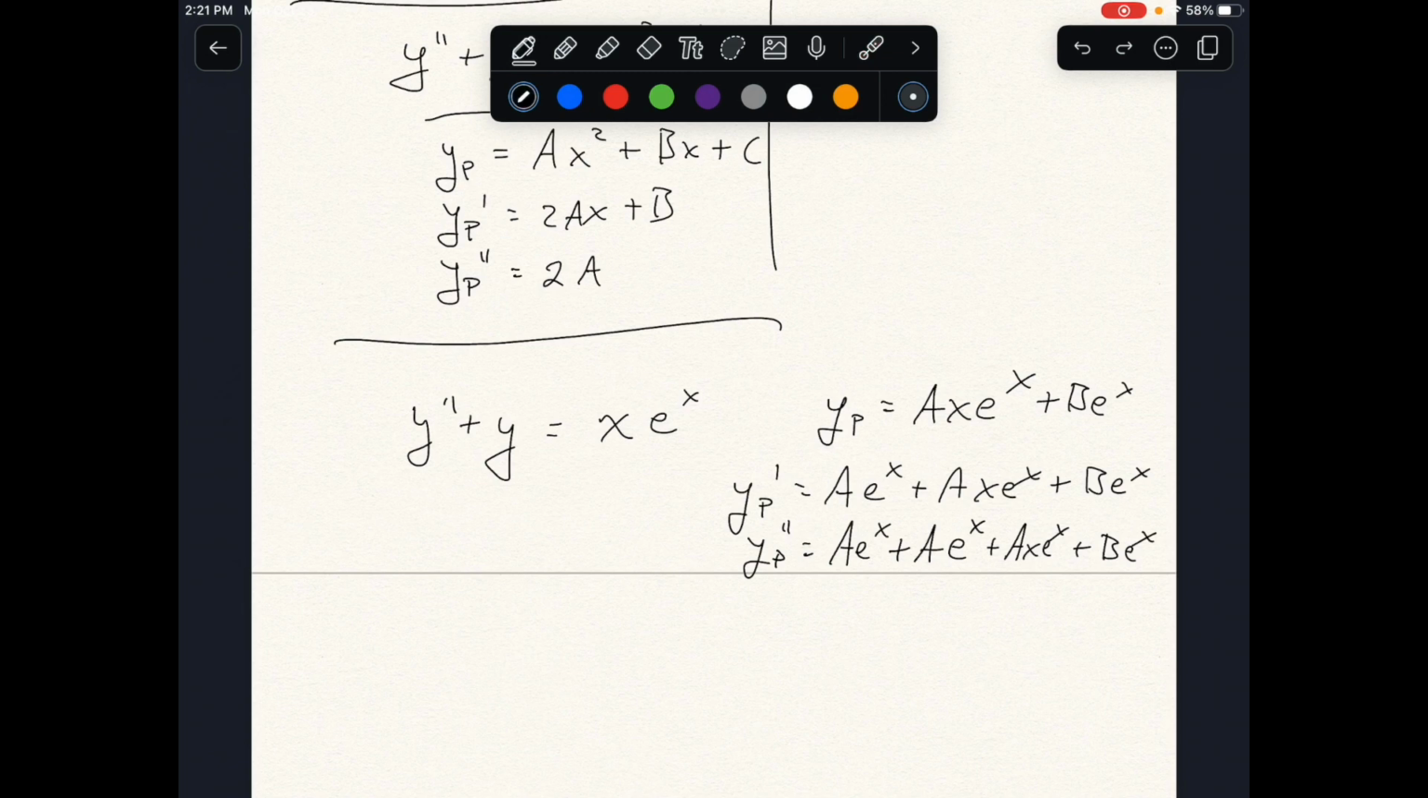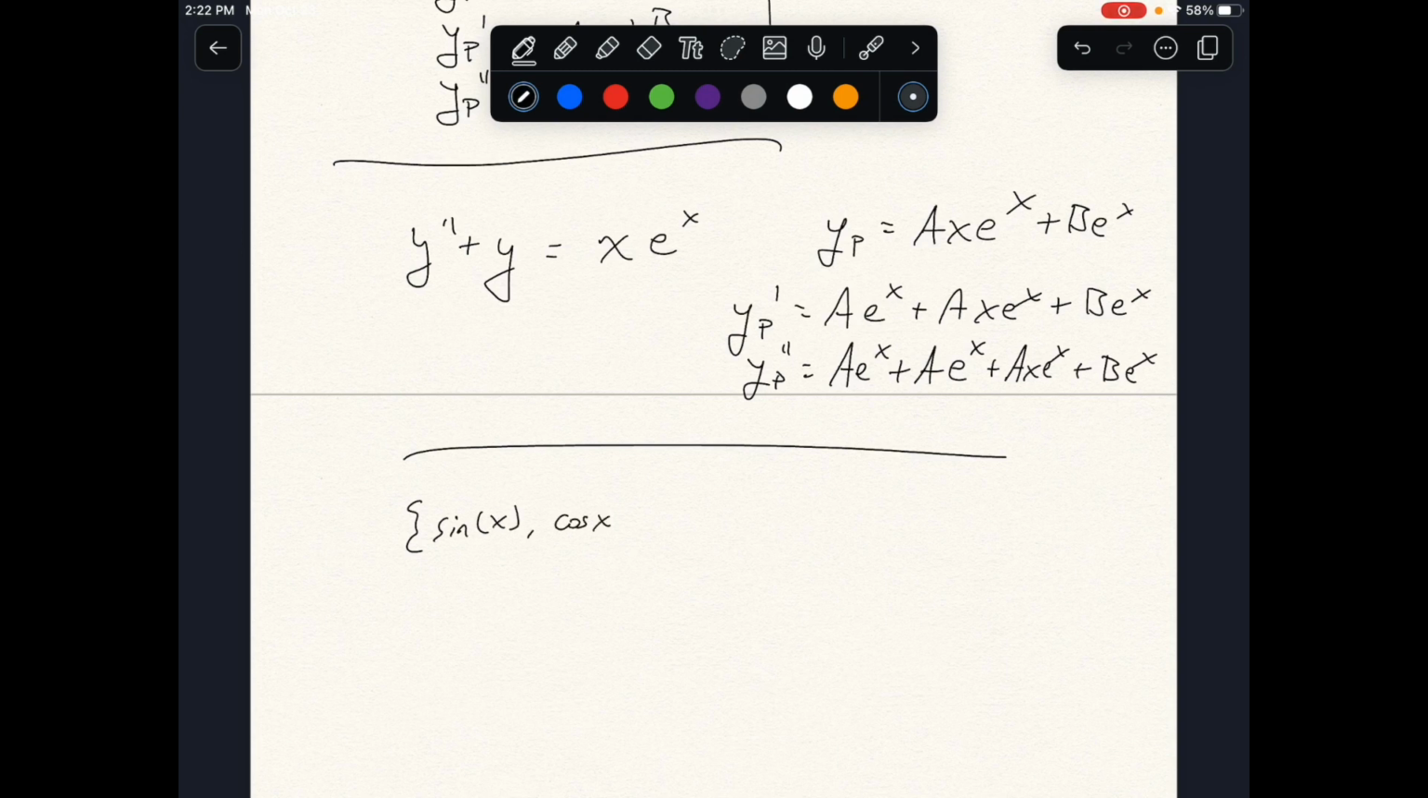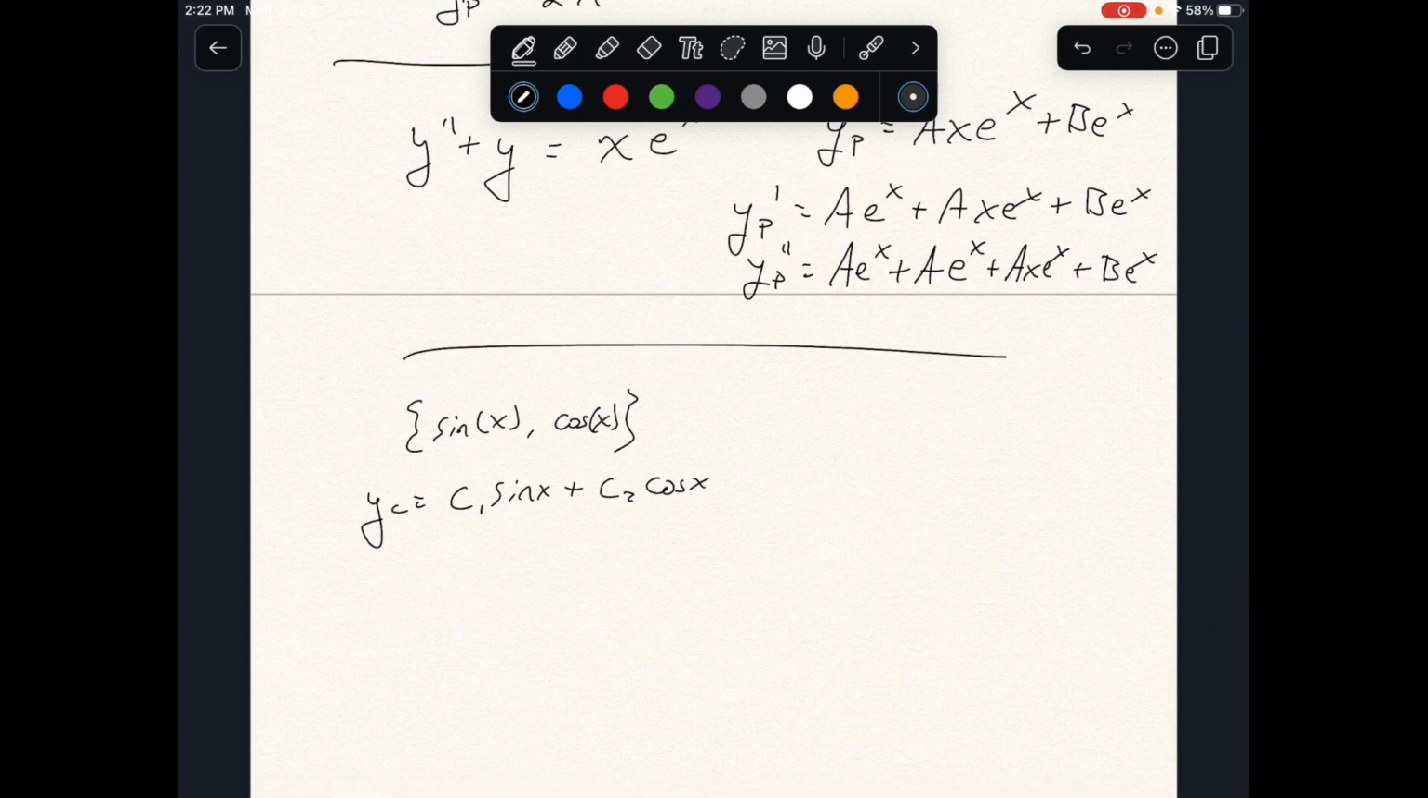And then the last thing you need to look out for is, let's say that your fundamental set is something like sine of x, cosine x. Let's say that that's your fundamental set for your complementary solution. So your complementary solution might be c1 sine of x plus c2 cosine of x. And then let's say that you have y double prime plus y equals sine of x on the right-hand side. So you might guess initially, all right, well, let's do a sine of x for our particular solution.